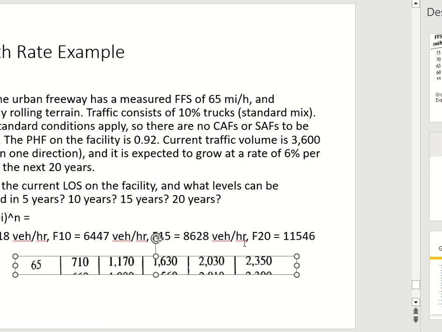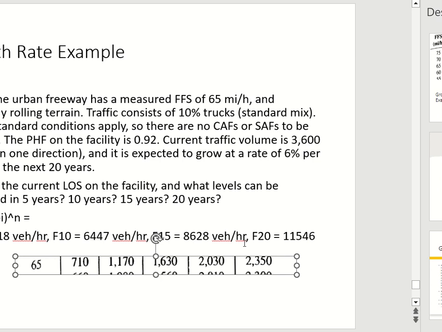Now, what was the definition of maximum service flow rate? It shows the maximum volume before we change the level of service. So if my volume is under 710, then my level of service is A. If it is under 1170, it is B, and so on and so forth. So I just need to compare two values. See, now it becomes easy.